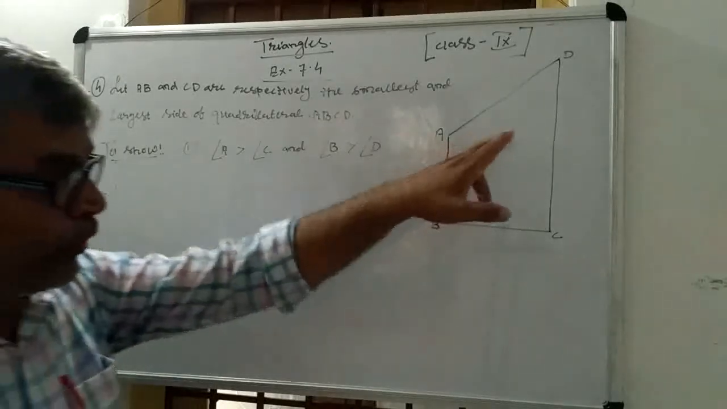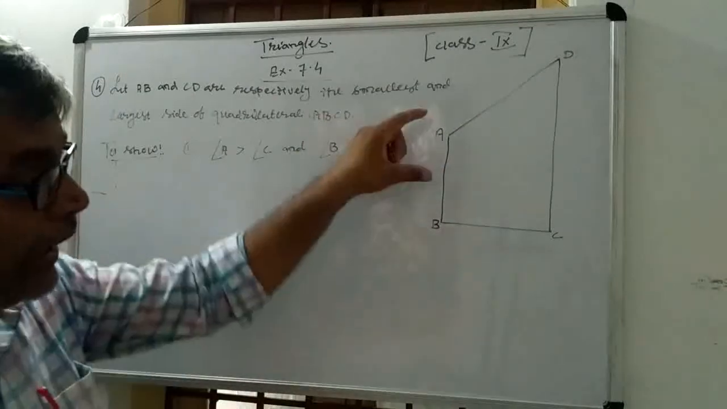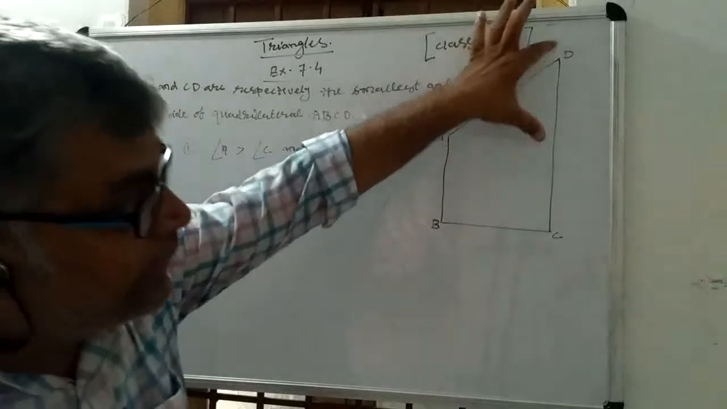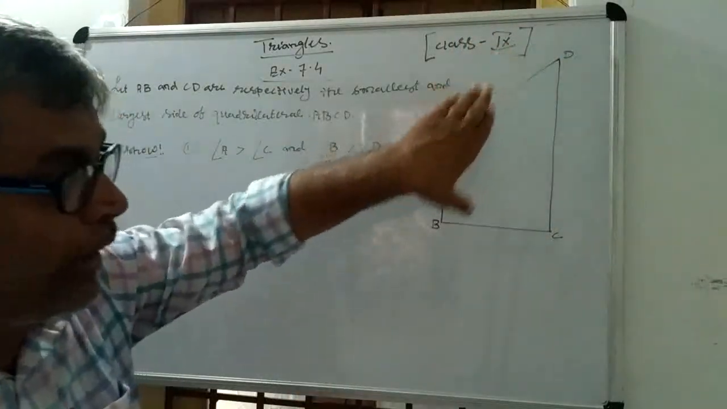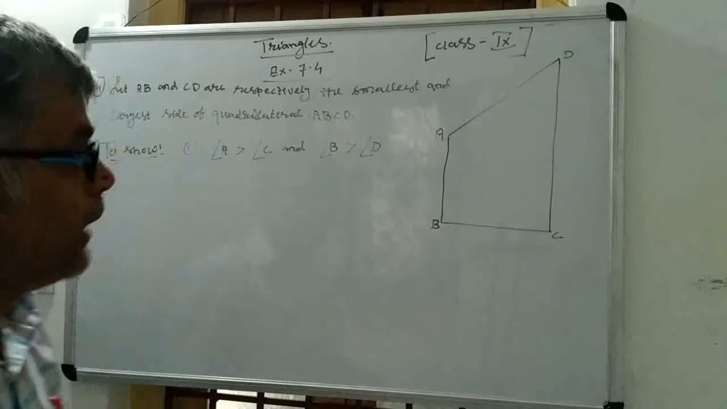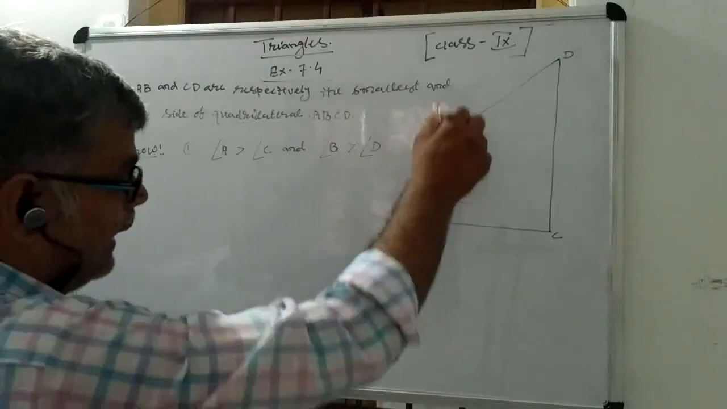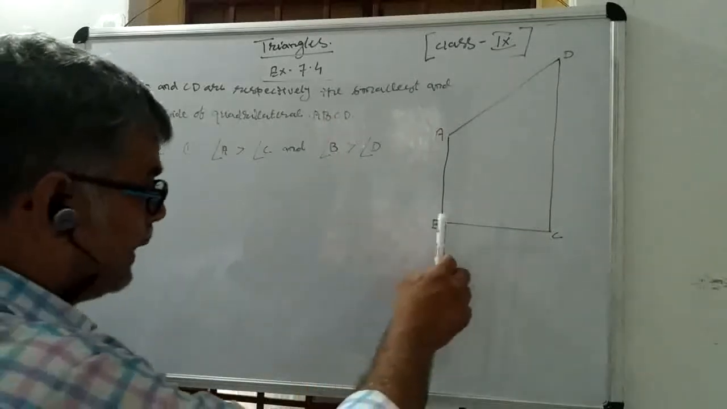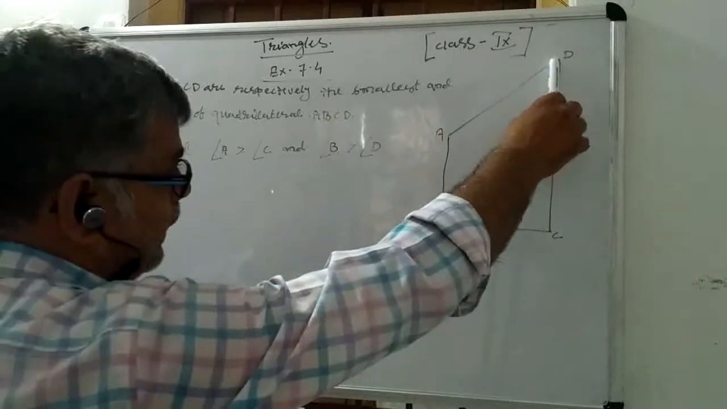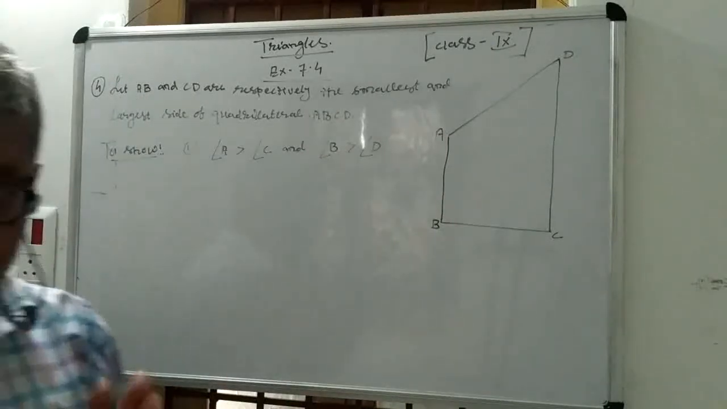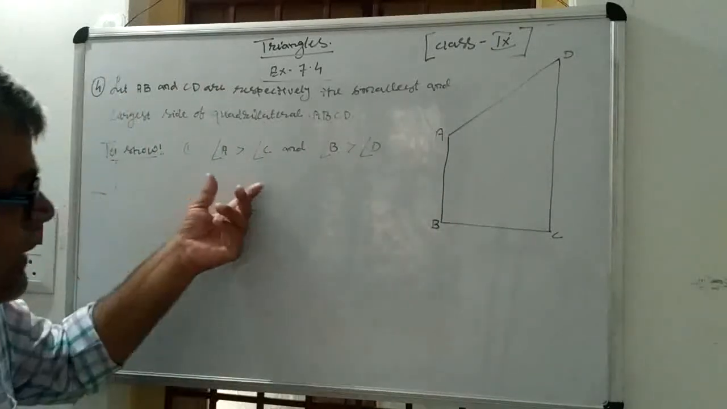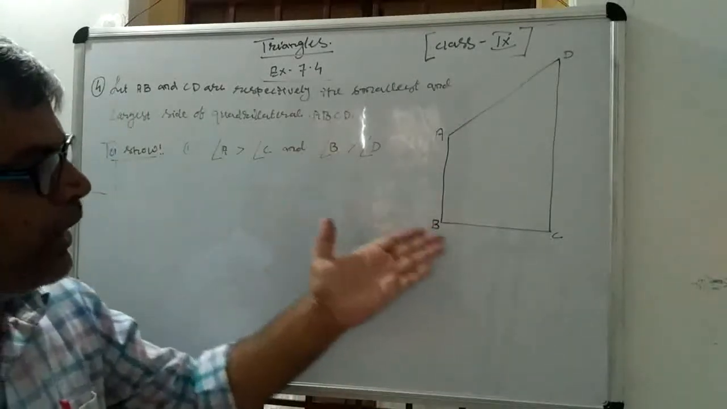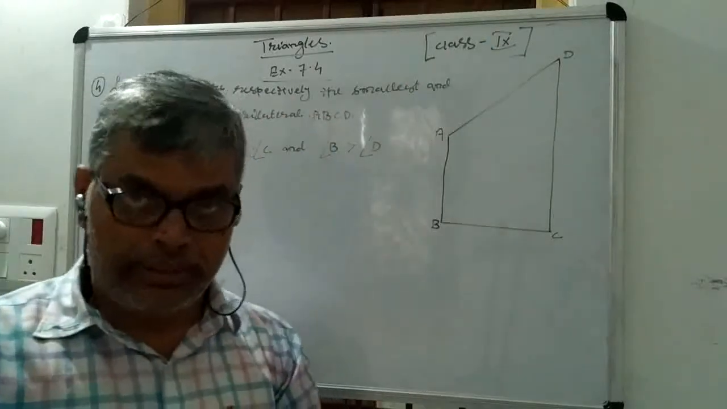So we need to show what we have here. AB is the shortest side of quadrilateral ABCD and CD is the longest side of quadrilateral ABCD. Now we need to show this angle A is greater than angle C and this angle B is also greater than angle D. First we will prove one case, that is angle A is greater than angle C. Similarly, it can be proved angle B is greater than angle D.